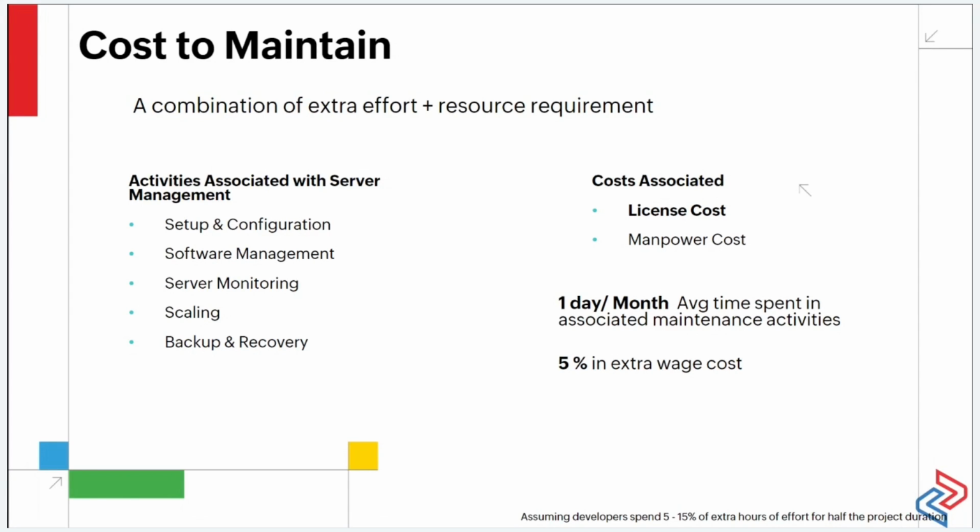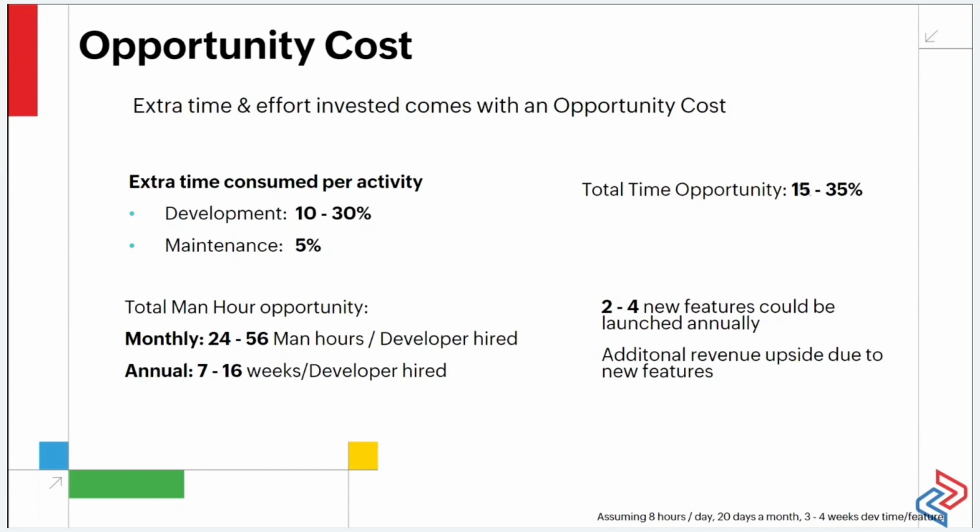Now, the fourth cost head that we spoke of in the beginning was the opportunity cost. The time that your developers are spending on server management is time that could have been utilized for other activities. So we saw that in development, the extra time consumed per activity would be about 10 to 30%. In maintenance, we estimated it to be about 5%, which gives us a total time opportunity of 15 to 35% per developer. The total man-hour opportunity in this case, translating to 8 hours a day and 20 days a month, would be about 24 to 56 man-hours per developer hired for each month.